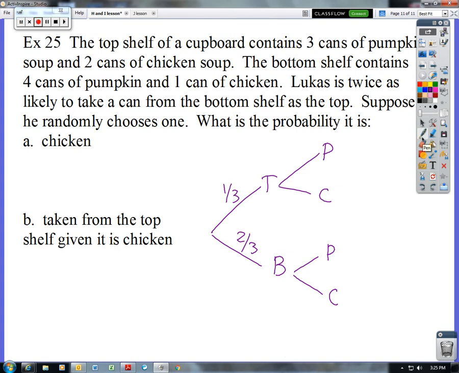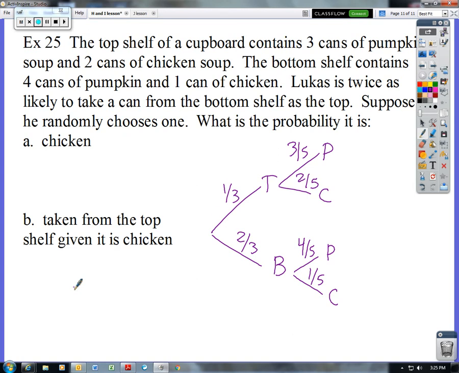Now, if you're on the top shelf, you've got 3 out of 5 chance of getting a pumpkin, 2 out of 5 getting a chicken. Bottom one contains 4 cans pumpkin out of 5 and 1 out of 5 chicken. We've got the hardest part done, in my opinion. We've got the tree diagram figured. Now, what's the chance that if you randomly choose a can, it is chicken?